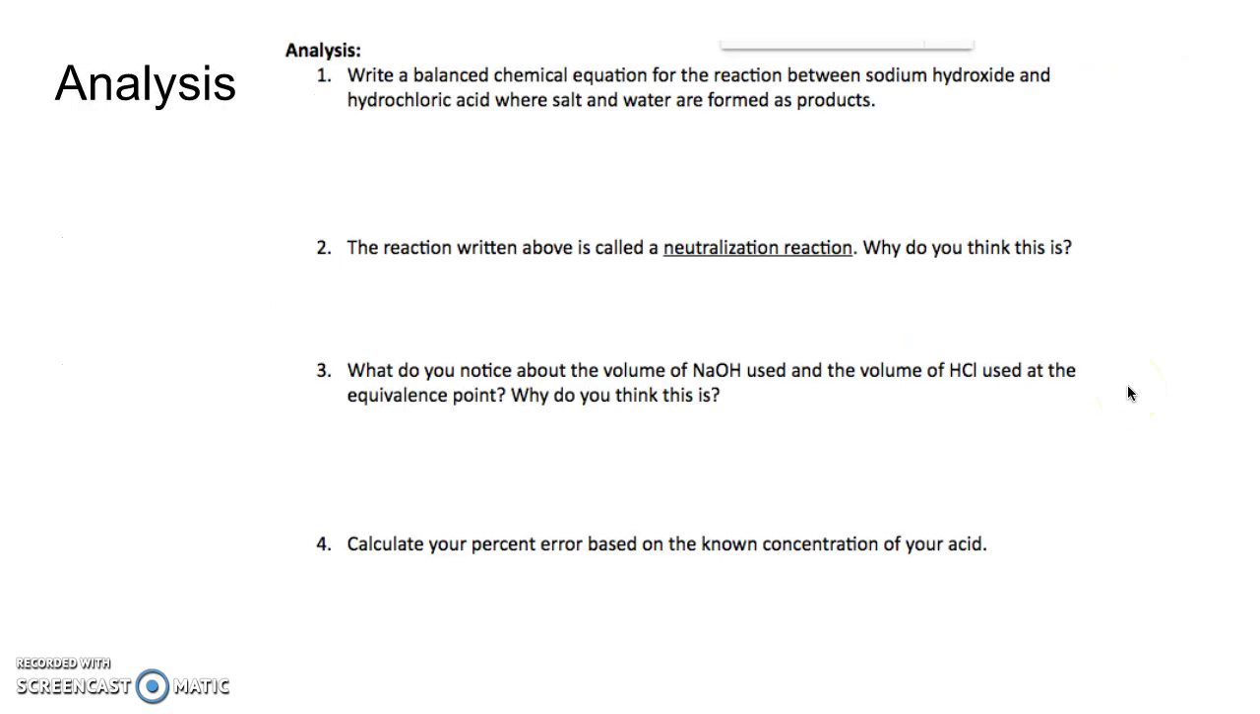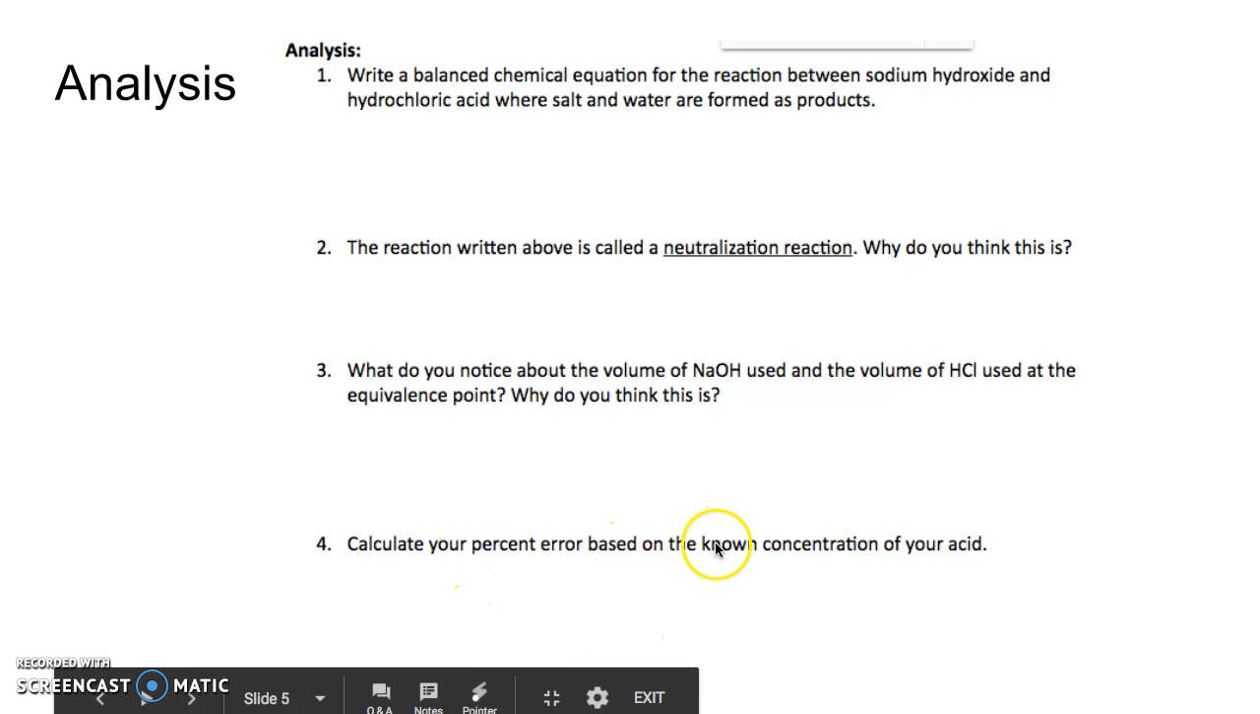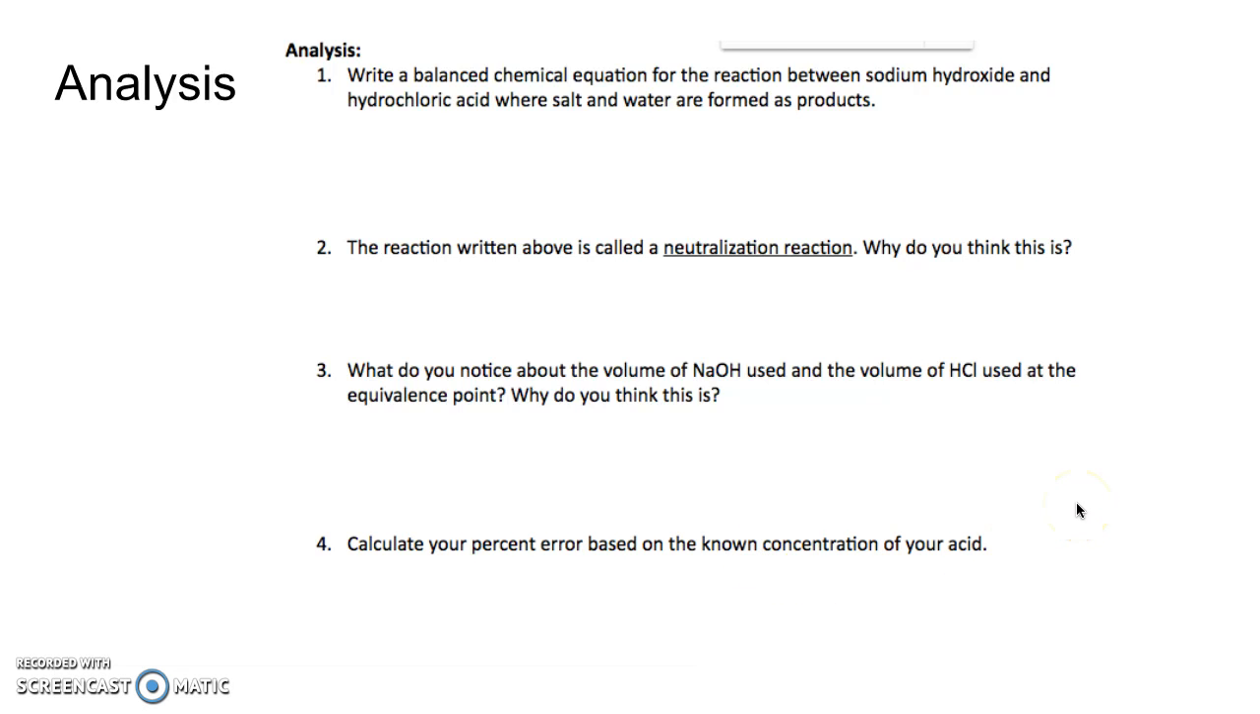All right, now on to the analysis questions. There are some corrections here, and I apologize for that. This lab initially was done where you were to determine the concentration of acid, but we switched that around. So for question 4, at the bottom where it says calculate your percent error based on the known concentration of your acid, that should be percent error based on the known concentration of your base. So go ahead and make that correction. I'll show you again for question 4: cross out acid and replace it with base. If you're looking at this online, I've already made that correction.